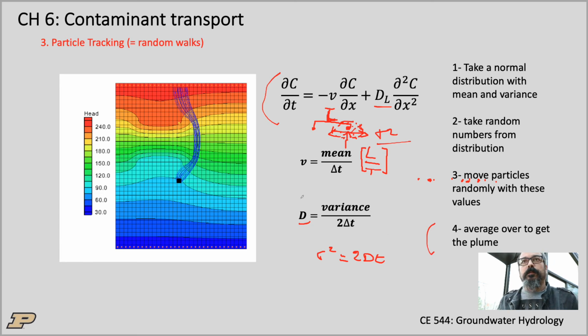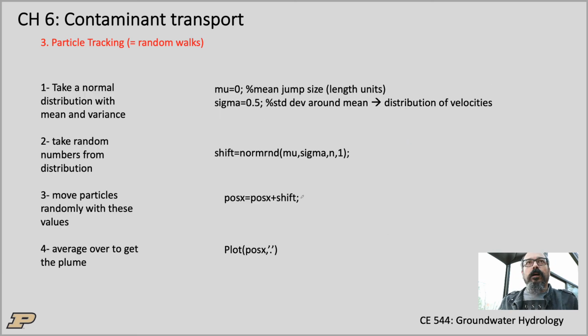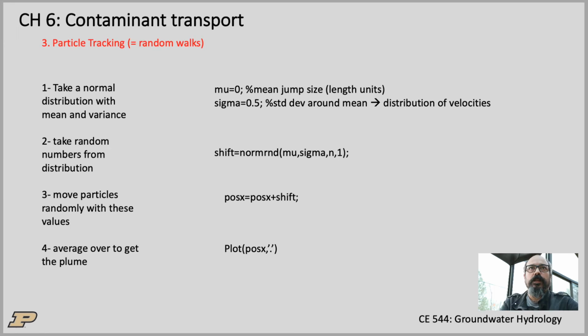So let's do an example here. This is the pseudocode in Matlab, and I'll show you the real code in the next slide. We take a normal distribution, normal as in Gaussian, with a known mean and variance. Let me get my pen here. So here the mean is mu equals 0, meaning we're doing the diffusion equation. We're not letting it drift, so the velocity is 0. And the sigma, the standard deviation, is 0.5. Okay, so now we have our distribution.